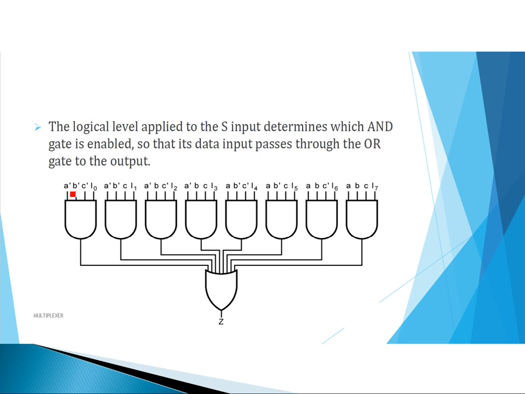So here I just used different variables. Here A, B, C are nothing but the select lines, that is S2, S1, S0, and I0, I1, I2, I3 are the inputs.